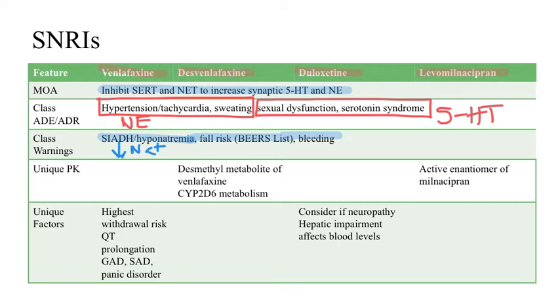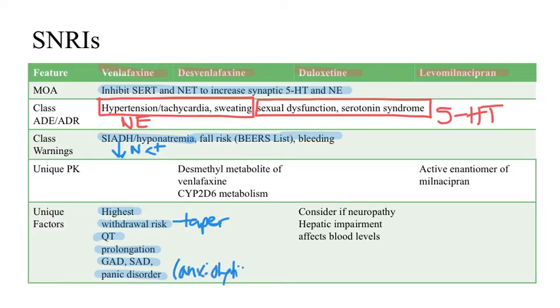For venlafaxine, or Effexor, some of the unique features of this drug compared to the other SNRIs is that it has the highest risk of the withdrawal or drug discontinuation syndrome, and therefore venlafaxine must be tapered appropriately. Out of all the SNRIs, which in general have a decreased risk of QT prolongation, venlafaxine is the one SNRI that does potentially still prolong the QT interval, and therefore additive QT effects should be reviewed. Venlafaxine also is indicated in the treatment of generalized anxiety disorder, social anxiety disorder, and panic disorder, in addition to being indicated for depression.